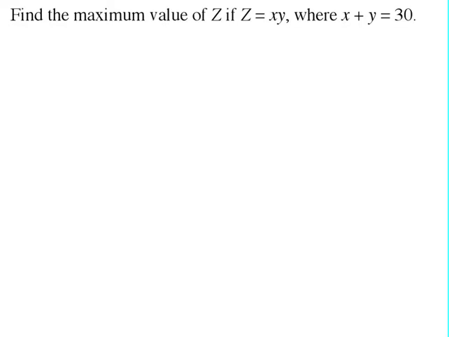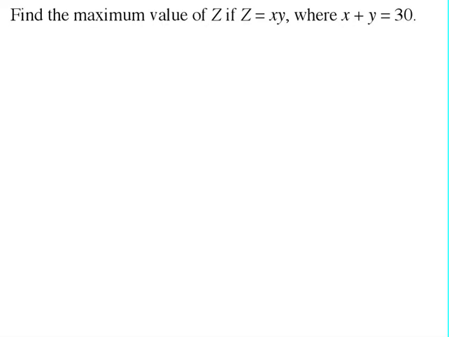Find the maximum value of z if z equals xy, where x plus y equals 30. Now, I'm going to tell you right now the primary equation is z equals xy. And generally, the primary equation does not equal a value. The primary equation equals a letter. So in this case, z equals x times y. Our secondary equation is x plus y equals 30.